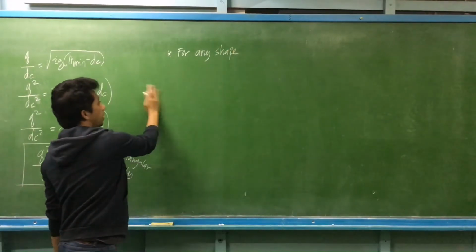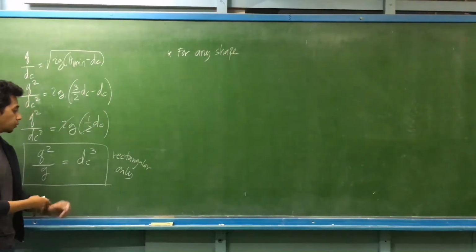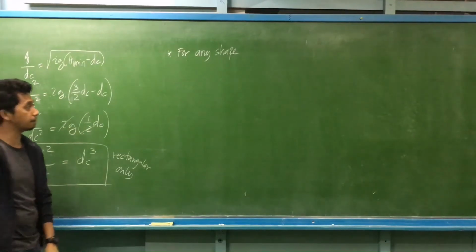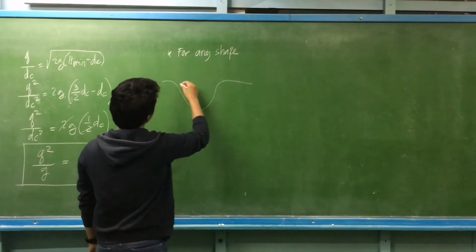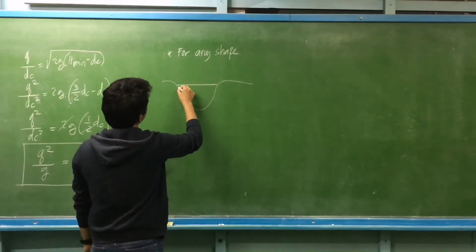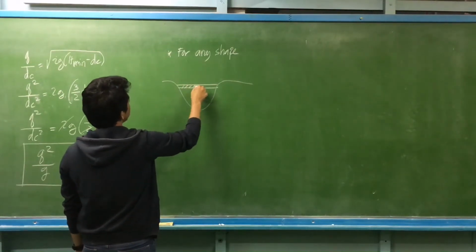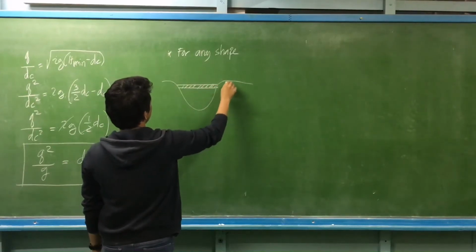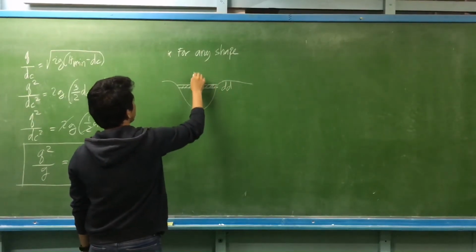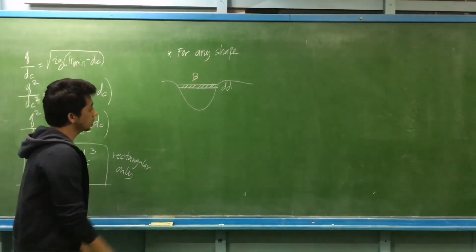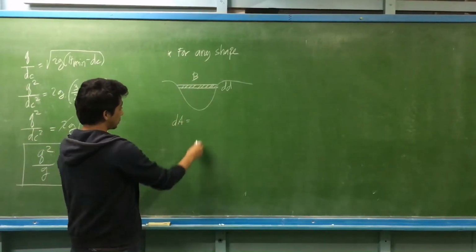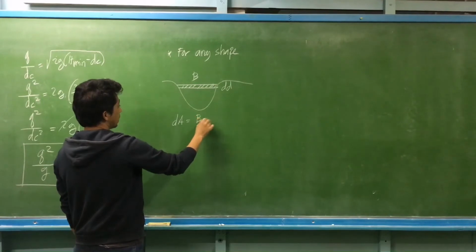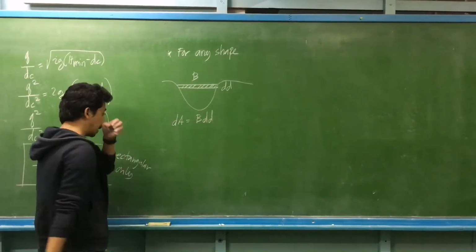Okay, so what about for any shape of channel? How to determine the critical depth? So for example, we have this channel of any shape. Okay, we are to consider this a differential strip. Okay, let's say this is differential depth. We have the top base. So our differential area is the top base times the differential depth.